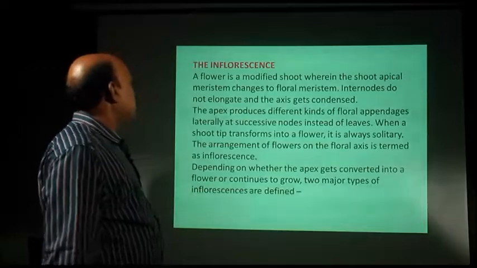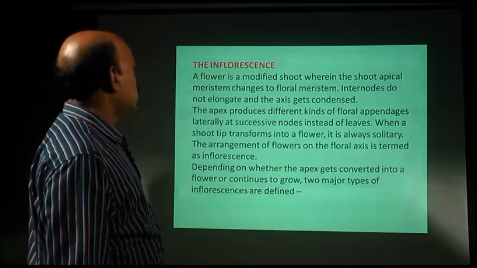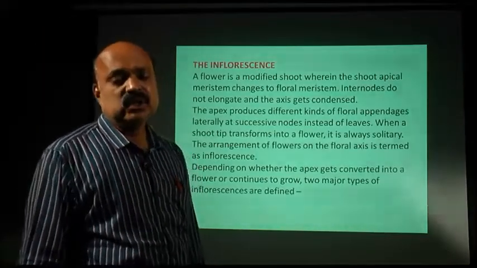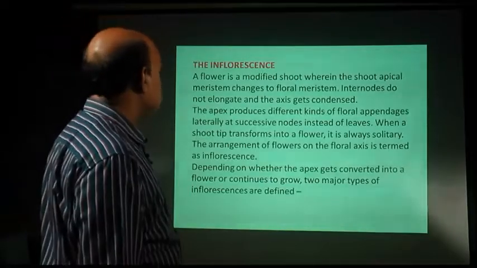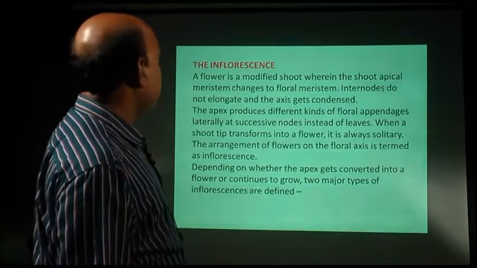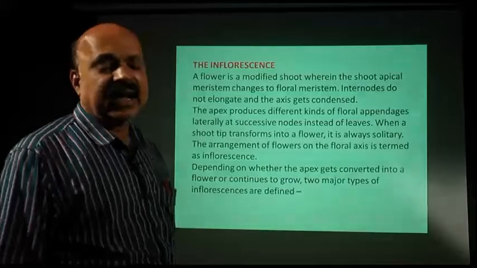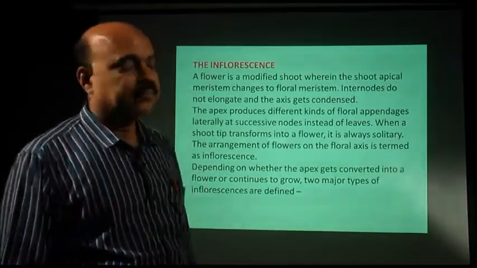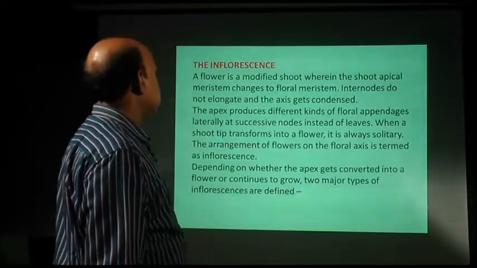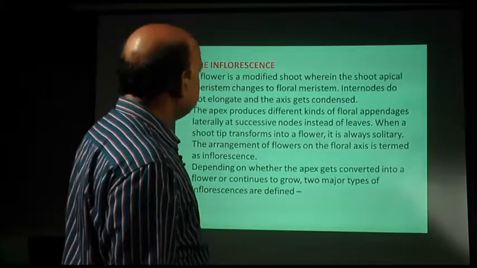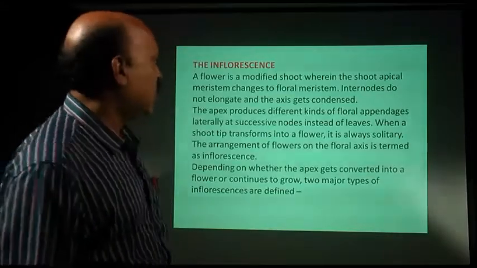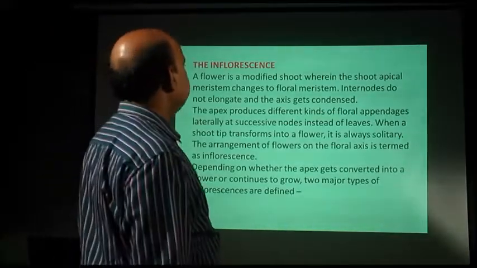Anyhow, a flower is a modified shoot. It is a shoot modification wherein the shoot apical meristem changes to floral meristem. Internodes do not elongate and the axis gets condensed. The apex produces different kinds of floral appendages laterally at successive nodes instead of leaves, like calyx, corolla, androecium, gynoecium, in place of leaves.